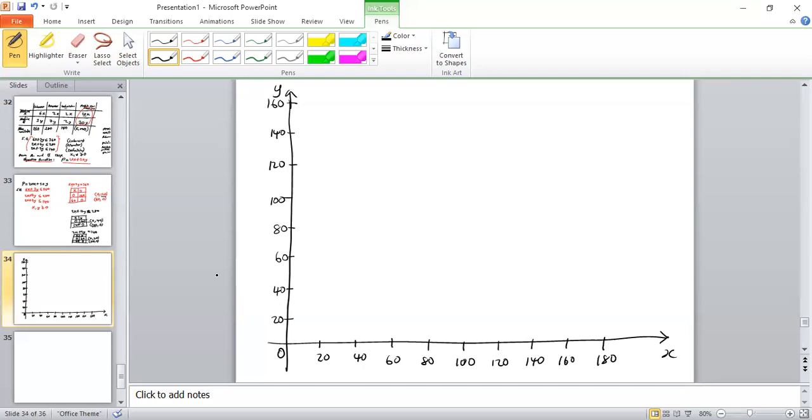What are the coordinates for the first one? 0,120. So we have the coordinate here. And the other coordinate? 60,0. So here, then we connect the two points with a straight edge.